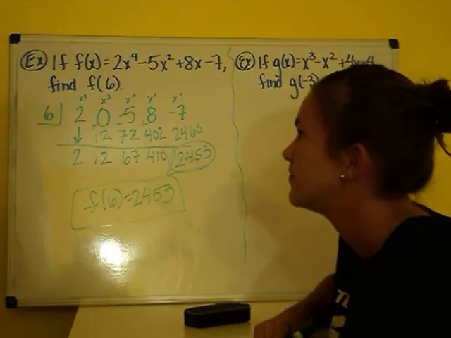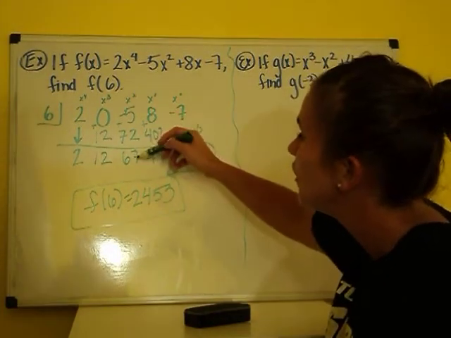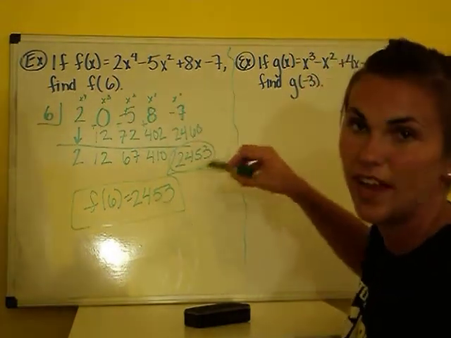Voila. Lovely, isn't it? So remember, when you're below the line, you multiply. When you're above the line, you just add. Okay?